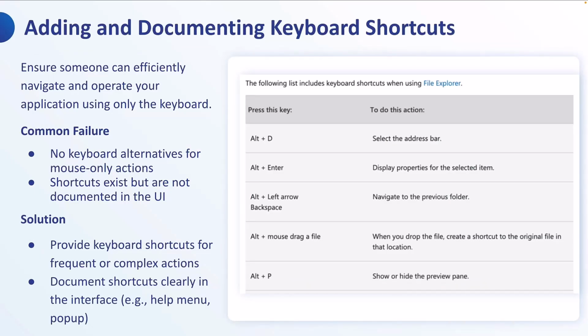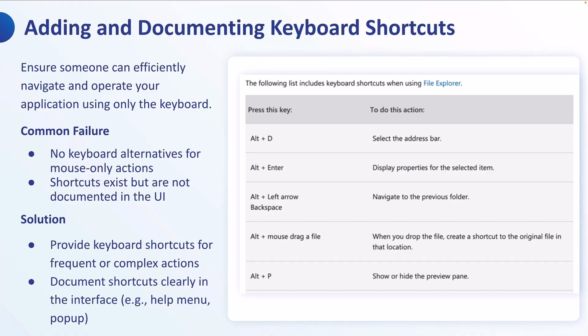This matters because not all users rely on a mouse. Some only use the keyboard or other assistive technologies to navigate your application. Keyboard shortcuts improve efficiency, reduce effort, and make complex applications more usable. Some common failures are that some applications provide no keyboard alternatives for mouse-only actions. Shortcuts may exist, but they aren't documented, leaving users unaware of them.